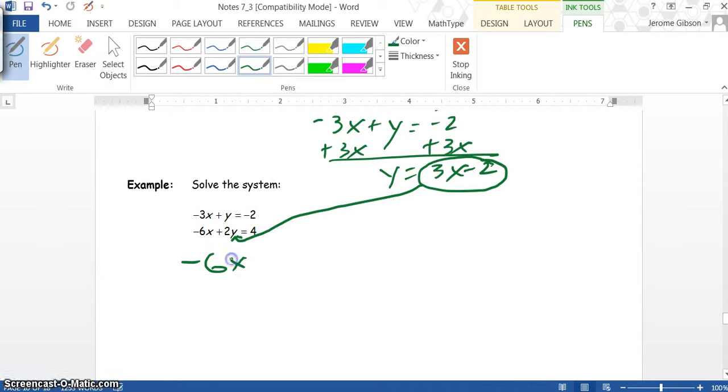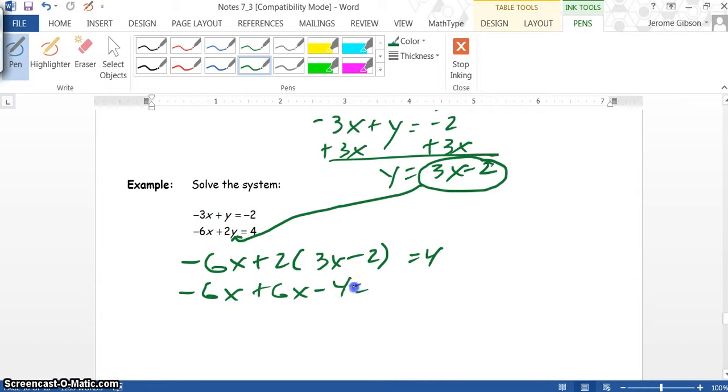So we have negative 6x plus 2 times 3x minus 2 is equal to 4. So we have negative 6x, 2 times 3x is a positive 6x, 2 times a minus 2 is minus 4, equals 4. Now if you notice here, a minus 6x and positive 6x simplify out to 0. Minus 4 will be negative 4 equals 4. You notice here we have no variables, and these two numbers do not equal each other, so it's no solution.